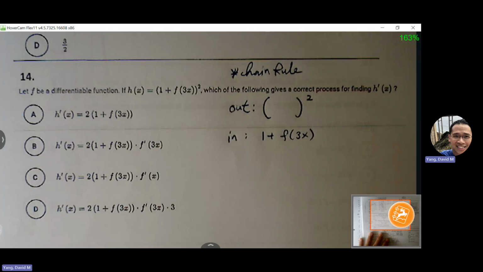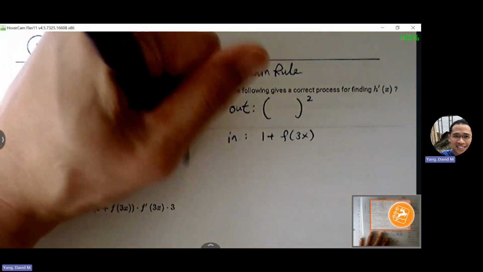So the outside, you got that big parentheses or outer parentheses. That's the outer function there. So a parentheses squared. And then after we do that derivative, then we move on to the 1 plus f of 3x. And then we got to handle that f of 3x as well. So outside first.